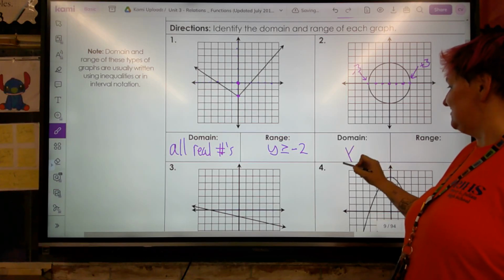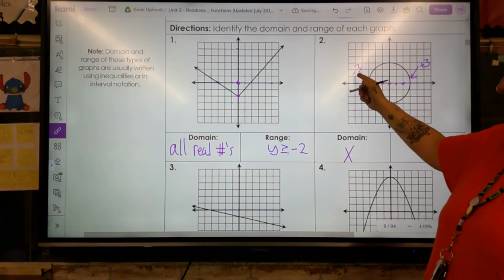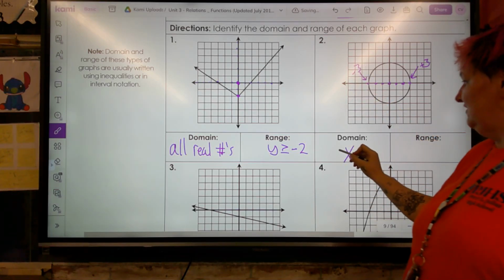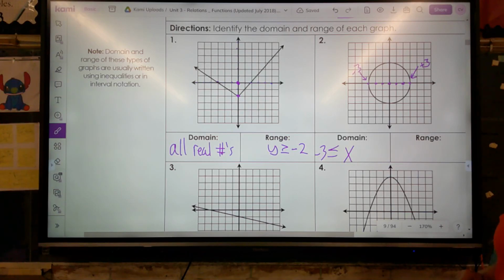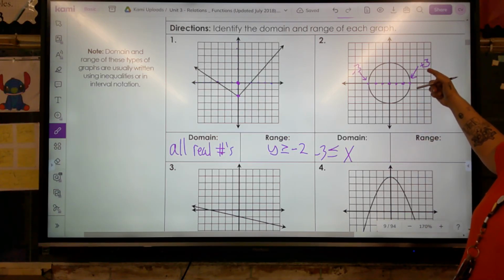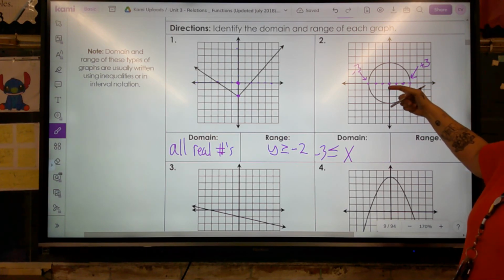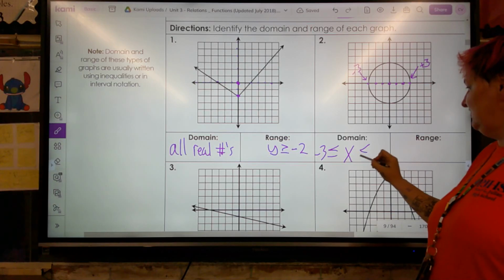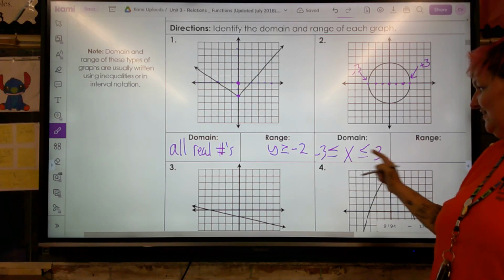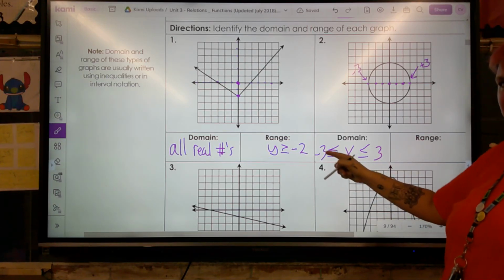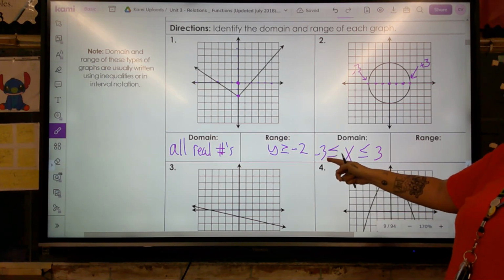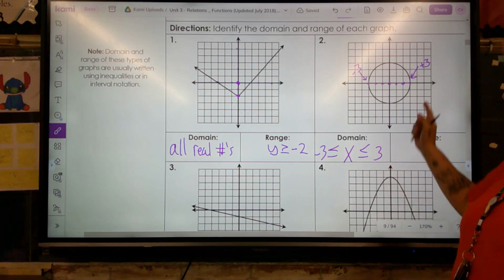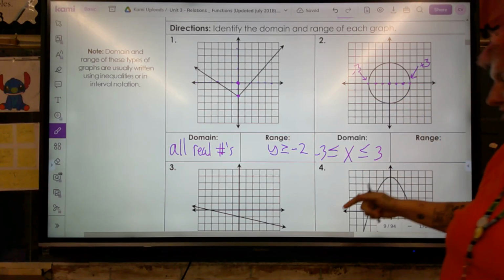So x has to be greater than or equal to -3, and it has to be less than or equal to positive 3. X is in the middle of 3 and negative 3. It's greater than negative 3, but less than 3. It's in the middle. Alright?